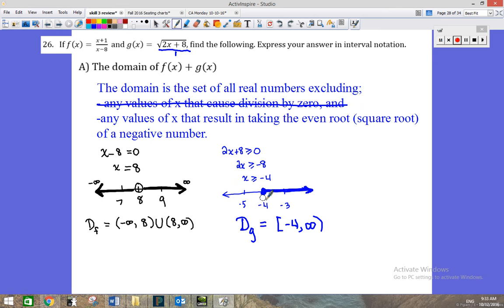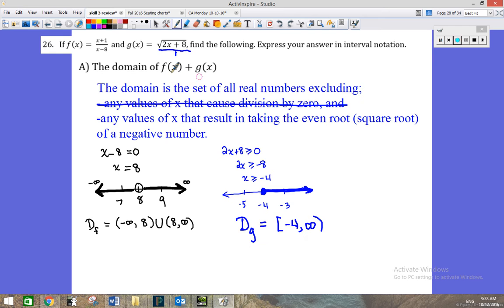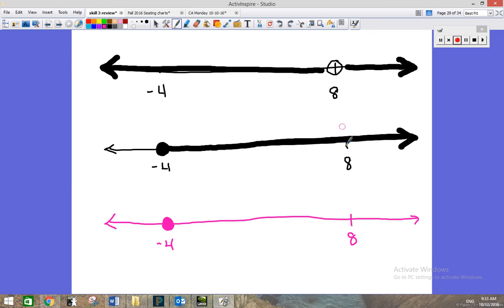And on the second one, we include -4 and shade to the right of -4. So let's start with these specific boundary points of interest, the -4 and +8. -4 is in both of these sets, so -4 is going to be in my final answer, the domain of f plus g. Now 8 is not in both, so 8 cannot be in the intersection.